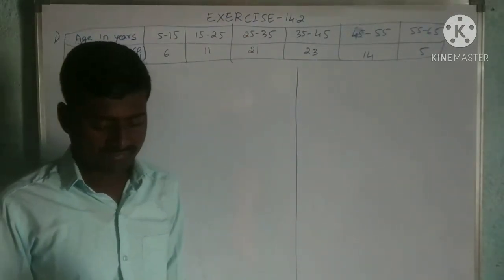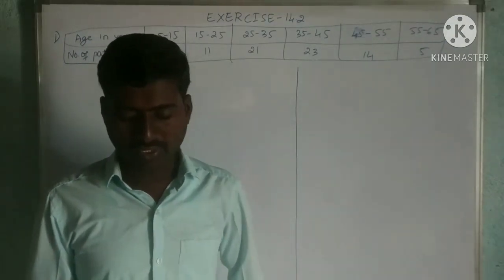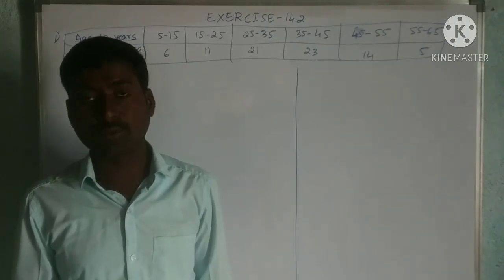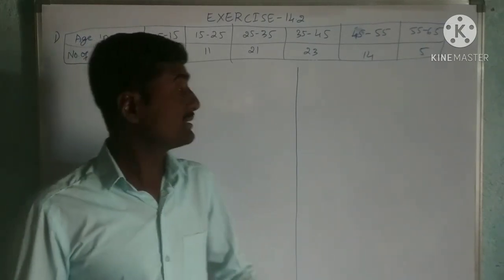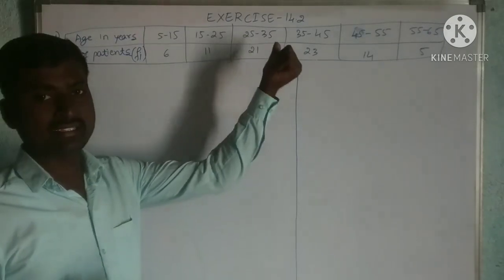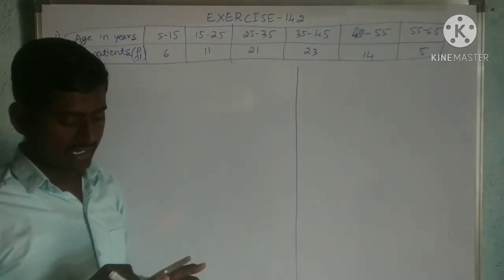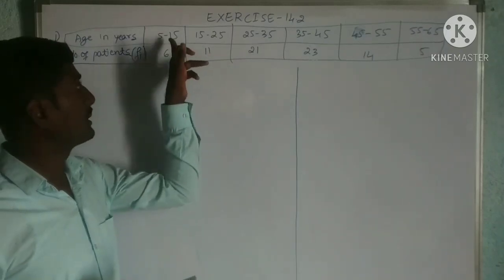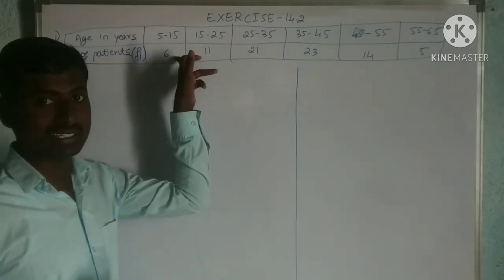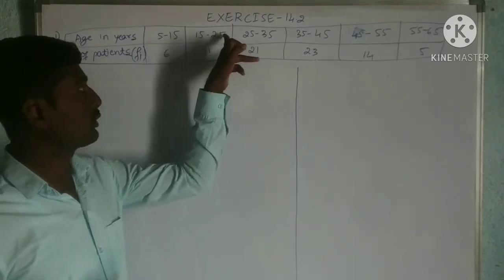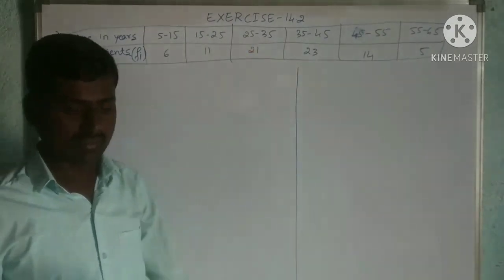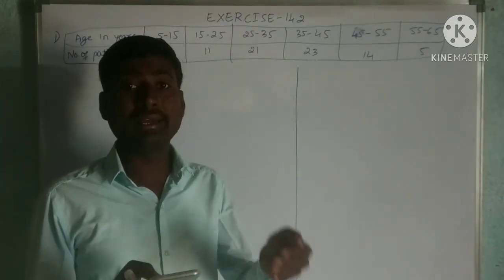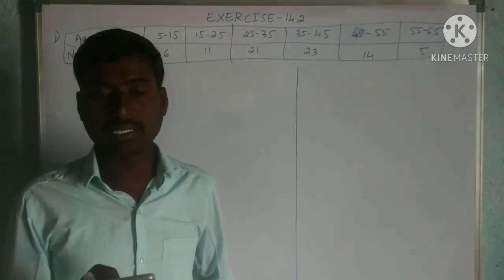See the question. The first question is: the following table shows the ages of the patients admitted in a hospital during a year. So this is age in years, and these are the number of patients, that is the frequency. Between the age of 5 to 15, 6 patients are there; 15 to 25, 11 patients, and so on. Next, find the mode and mean of the data given above.